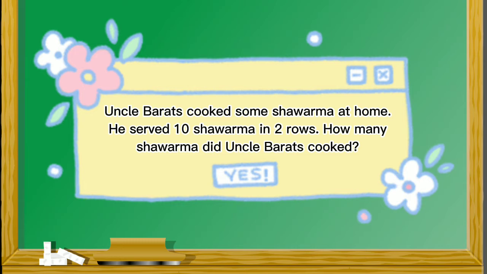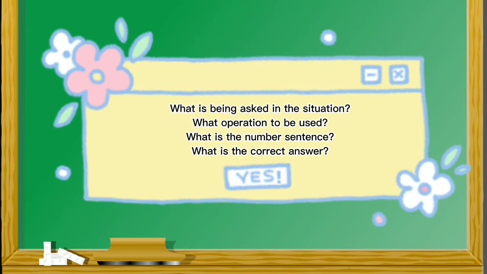So we have here a situation and I will read it to you, and what we're going to do is analyze the situation so that later after I read, you are able to answer it correctly. The situation is, Uncle Barrett cooked some shawarma at home. He served 10 shawarma that has 2 rows. How many shawarmas does Uncle Barrett cook? So the questions here are what is being asked in the situation, what operation to be used, what is the number sentence, and what is the correct answer.